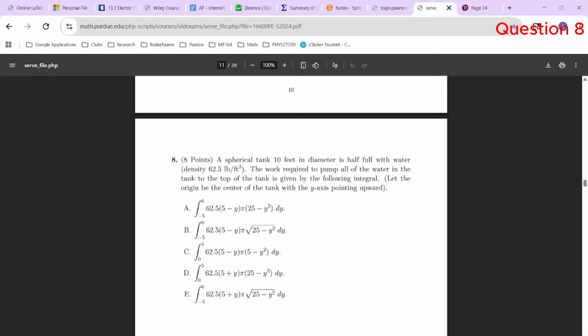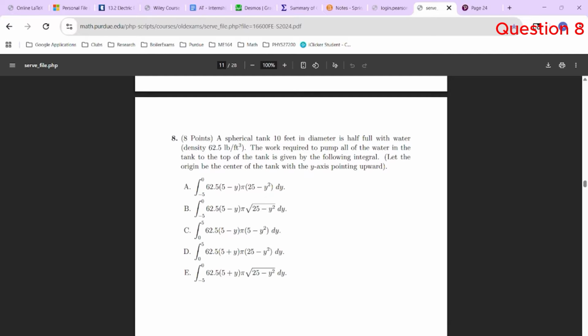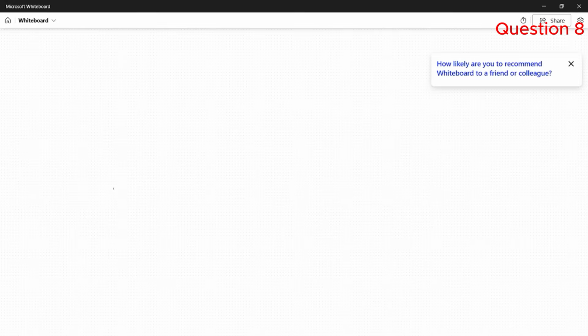A spherical tank 10 feet in diameter is half full with water with a density of 62.5 pounds per foot cubed. The work required to pump all the water in the tank to the top of the tank is given by the following integral. Let the origin be the center of the tank with the y-axis pointing upward. So I think the hardest part for me was not actually the calculations, it was the wording of the problem.